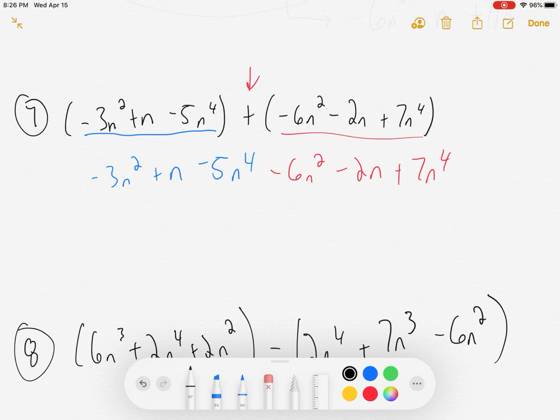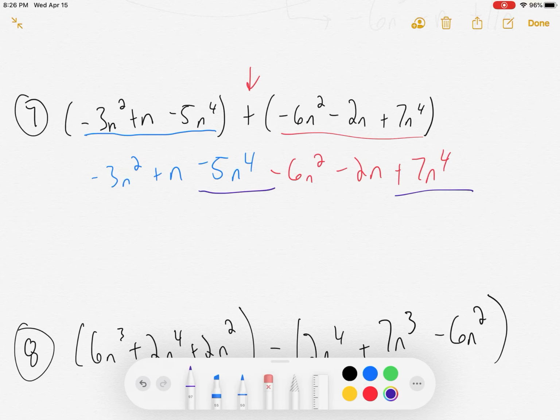Okay, now what I can do is combine like terms. So I'm looking for anything to start. It doesn't really matter which one you start with, so I'll start with the one with the highest exponent. So anything that has an n to the fourth, here, I'll do a different color for you, actually. That has an n to the fourth, and that has an n to the fourth. So those are like terms, and I can combine them.